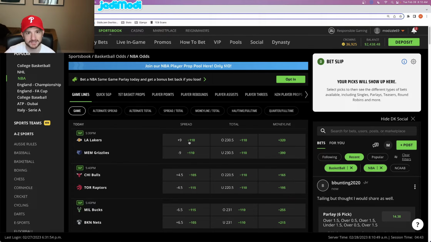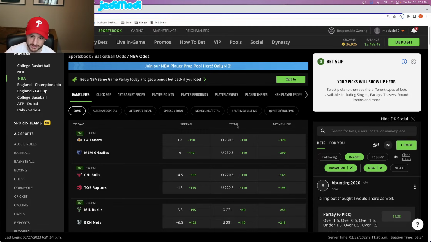With the minus, in terms of the odds themselves, the number that comes next to it is how much money you would have to risk in order to profit $100. So in this case, we see minus 110. I would have to risk $110 to profit 100, or $11 to profit 10. We see the minus 105 and the minus 115. Minus 105 means you have to risk $105 to profit 100. The minus 115 means you have to risk $115 to profit 100. That's how the odds work.